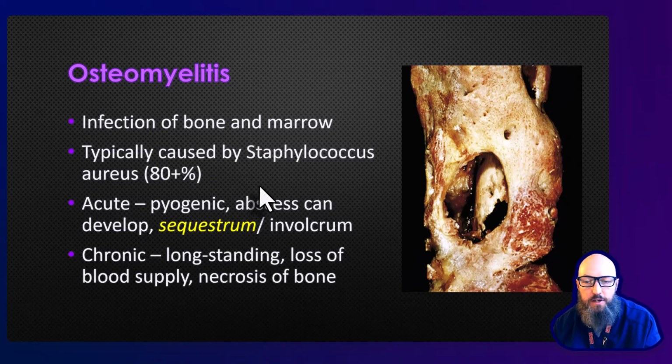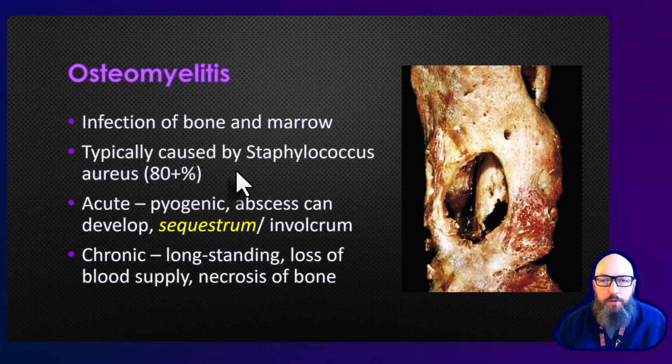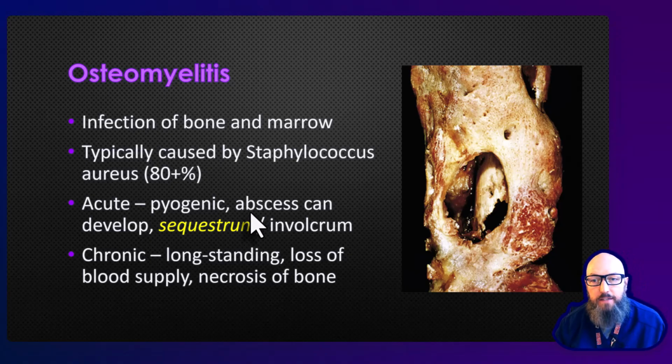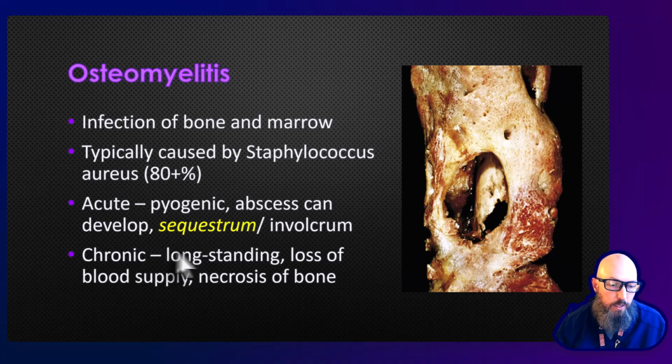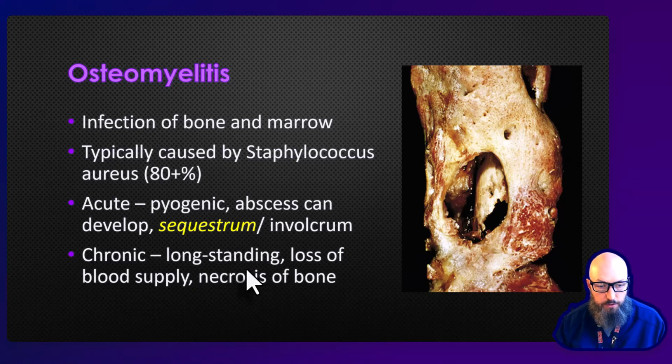Osteomyelitis is just an infection of bone in the marrow space, typically caused by the bacteria Staphylococcus aureus. And we have two different forms of infection, acute versus chronic. Acute is when it's fast onset, kind of short-lived, hasn't been there very long, whereas chronic has been there for a while, long-standing, loss of blood supply, and that can lead to necrosis of the bone. So acute is more associated with pus, so pyogenic, and abscesses can develop.